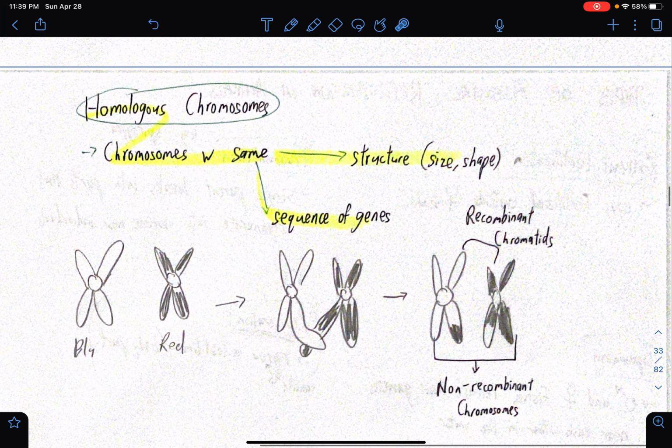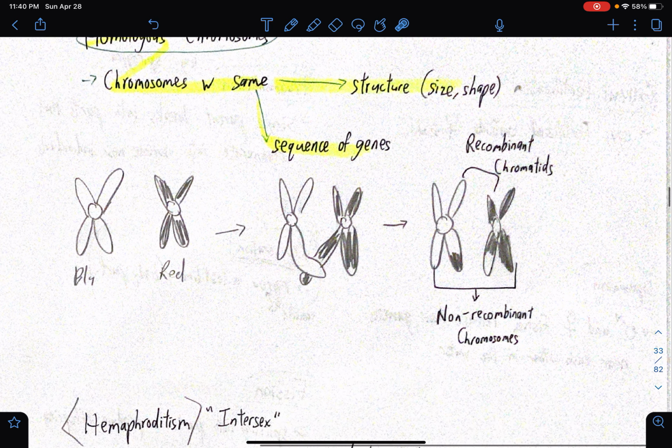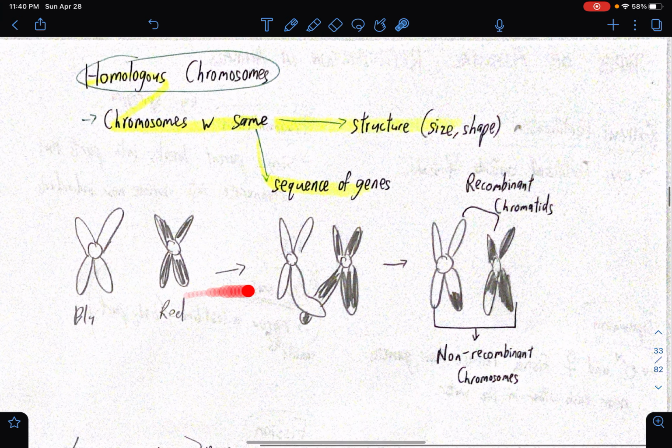Homologous chromosomes. So what does it mean by homologous? We already know what a chromosome is, but what does homologous mean? So regarding chromosomes, it's basically chromosomes with the same structure in terms of size and shape, as well as the sequence of genes. So yeah, I like my drawings.